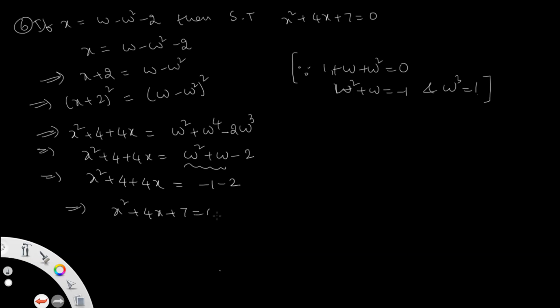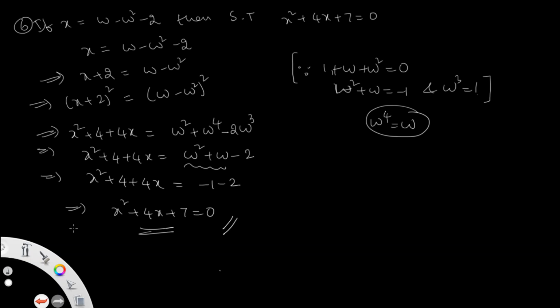Now hence proved. So what is the question given? x equal to omega minus omega square minus 2 value is given. So then show that this value. So minus 2 comes this side, x plus 2, squaring on both sides, where omega power 4 is nothing but omega, and omega square plus omega equal to minus 1 and omega cube equal to 1. The basic rules are so already minus 3. Therefore, we can prove x square plus 4x plus 7 equal to 0. This is the sixth question.